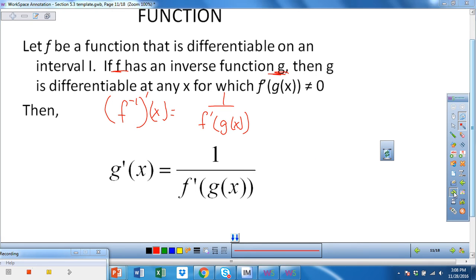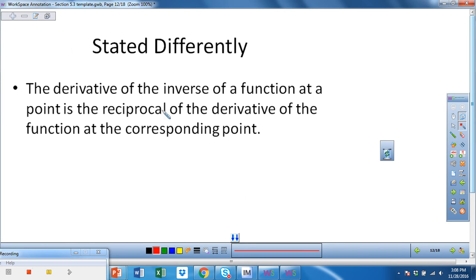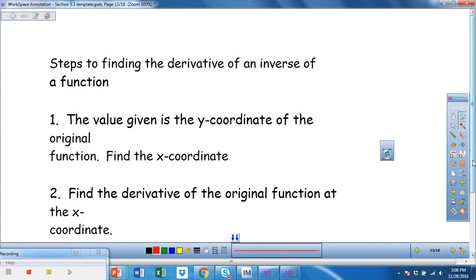So what does this mean? This means that the derivative of the inverse of a function at a point is the reciprocal of the derivative of the function at the corresponding point. Now we have to talk about this. This seems confusing, but hold on, I'm going to get you through it. It's not that bad.